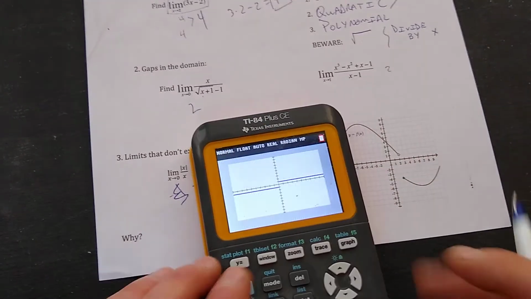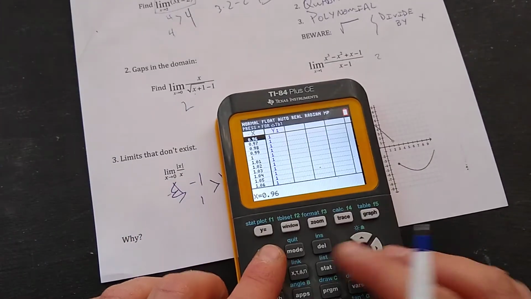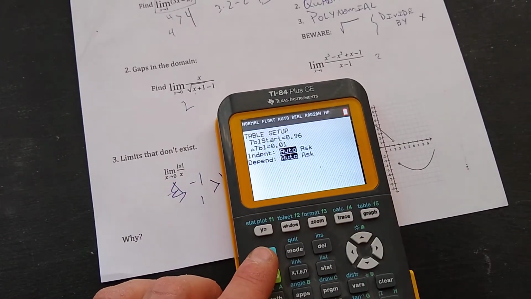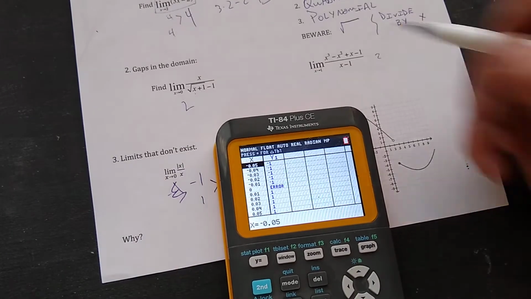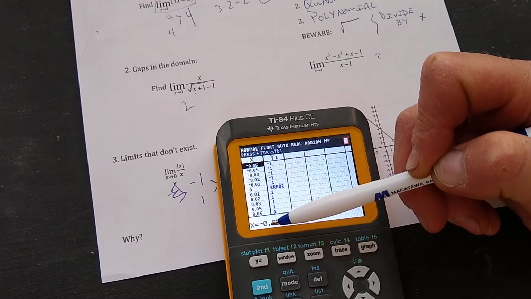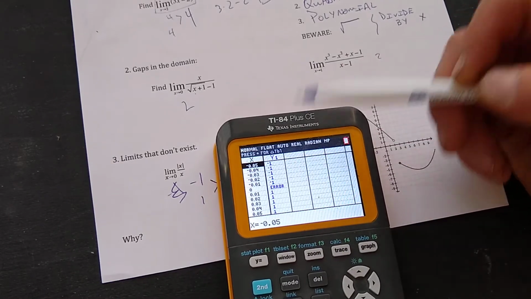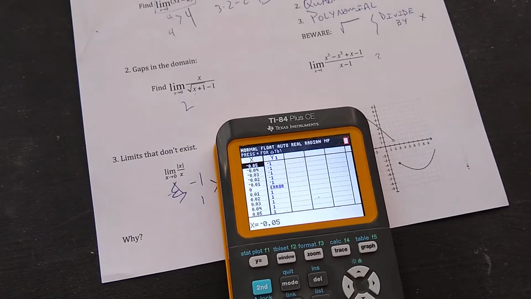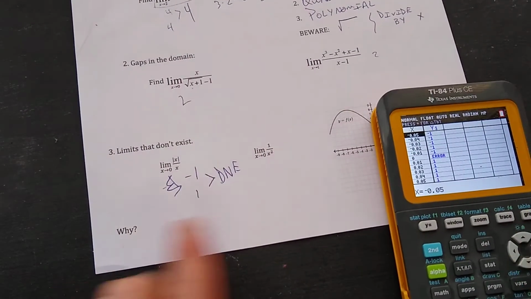If you want to take a look, what does the table look like? So let's hit the table, and we want to approach 0. So I'm going to hit table set, and I'm going to go to 0. And let's take a look. If you look, I'm approaching 0 from one side, I get one set of numbers. I approach 0 from the other, I have a different set. So these are different numbers, and they're not getting closer to each other. They're not converging on the same number. So because those numbers are different, it doesn't exist. So that would be under y.